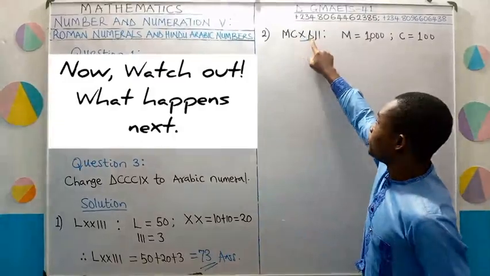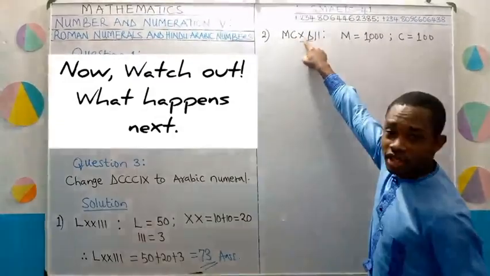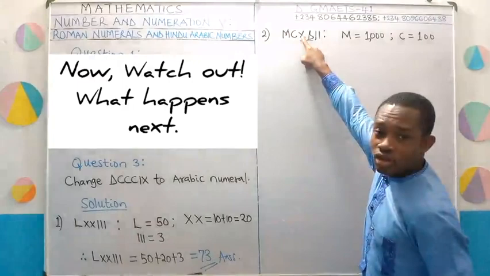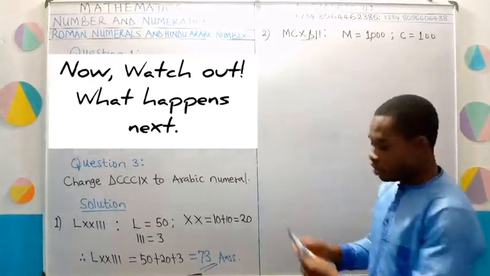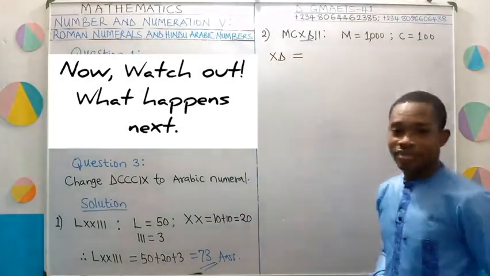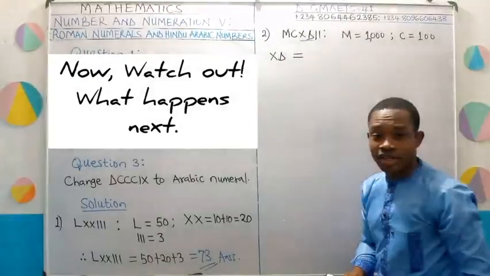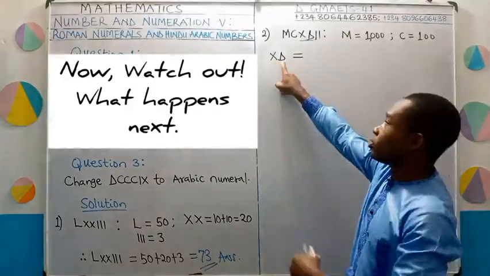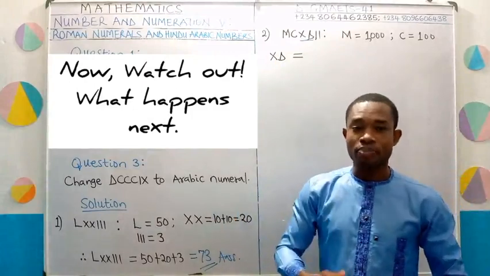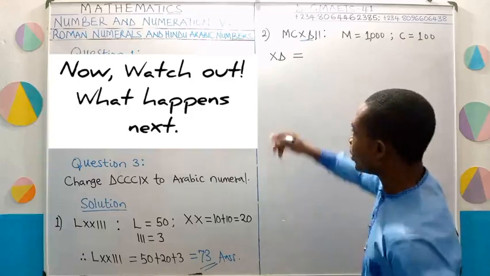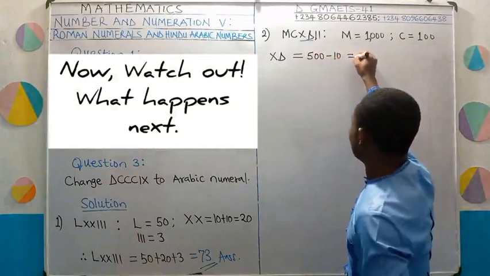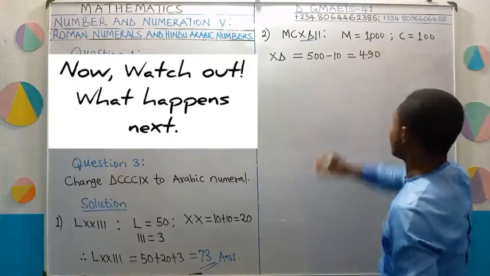Suppose this numeral is a smaller value, maybe smaller than X, we would have just added continuously. But since after this smaller numeral X, you now meet D, which is bigger than X, then you need to take two of them together and then work out what it is going to be. So we have XD, and of course this is a smaller numeral X, it appeared before the bigger one D. Remember the secret: when a smaller numeral appears before a bigger one, subtract the smaller one from the bigger one. X is 10, D is 500. So this is 500 minus 10, which of course will give us 490.